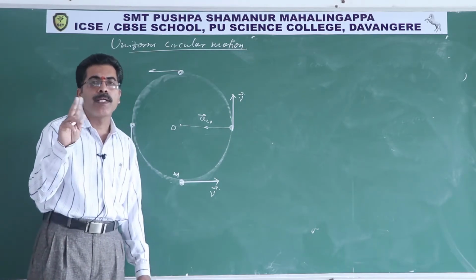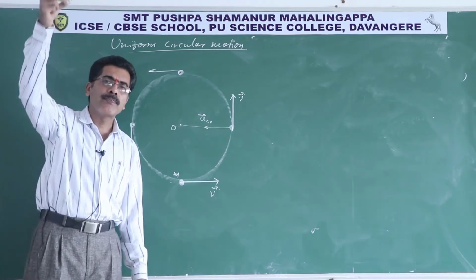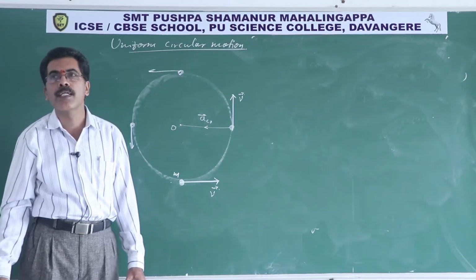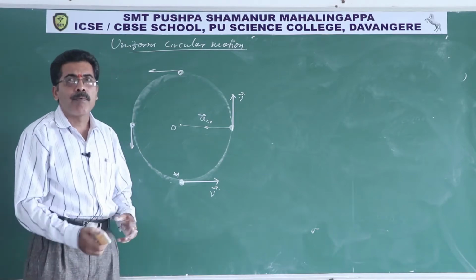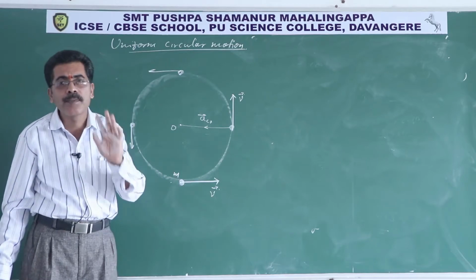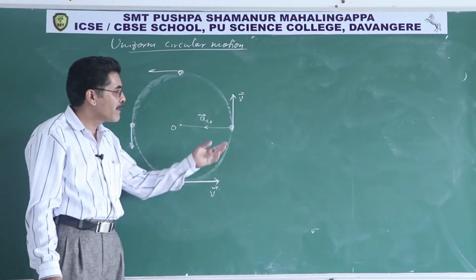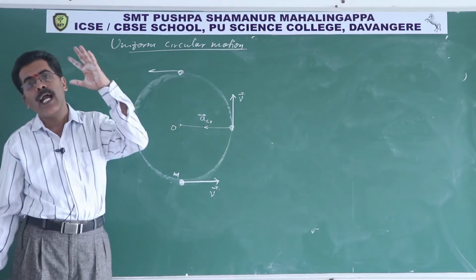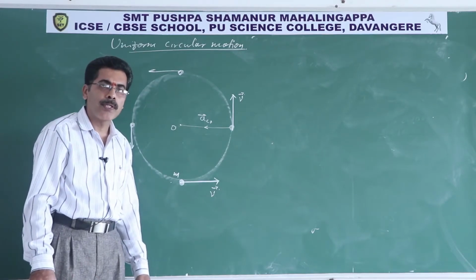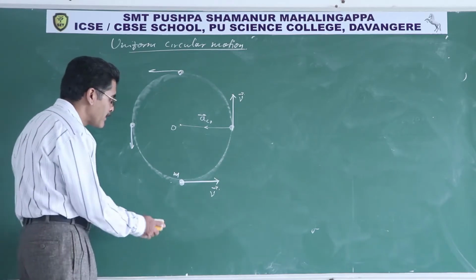See, there are two common examples for uniform acceleration. One is a body falling freely under gravity. g is constant, g is equal to 9.8 meter per second square. And the other example is a particle or a body moving along a circular path with a constant speed. It is also having constant acceleration, and this acceleration is directed towards the center, and it is called centripetal acceleration. Have you got it? Now let me derive the expression for centripetal acceleration.